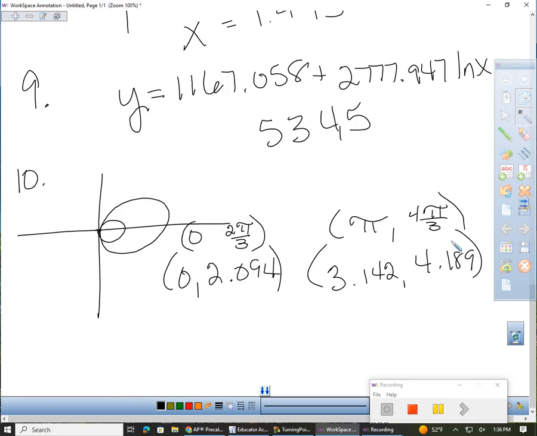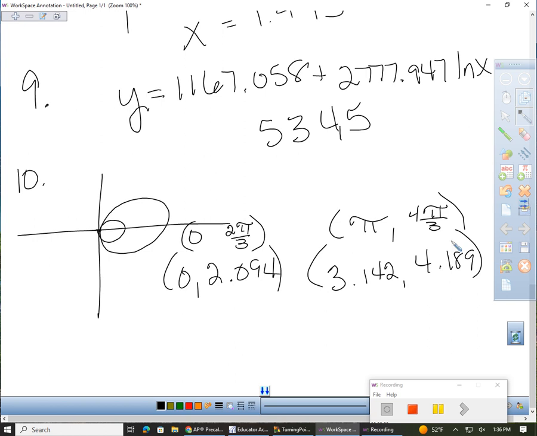Number 11. Number 11. They're magnetic. Oh, absolutely. I thought maybe instead of having everything in a... Yeah, thank you.